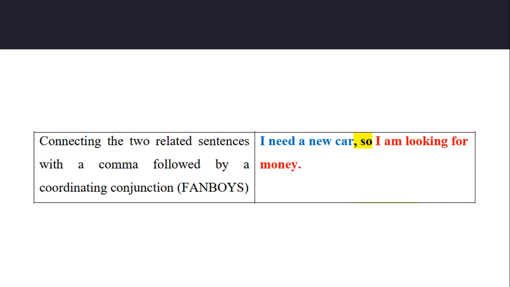Third, connecting the two related sentences with a comma followed by a coordinating conjunction. FANBOYS, if you remember. So, I need a new car, comma, so I am looking for money, so indicating result. I need a new car, so as a result, I am looking for money.